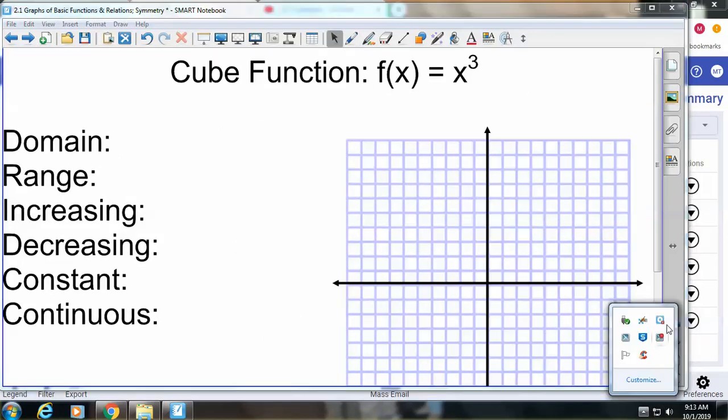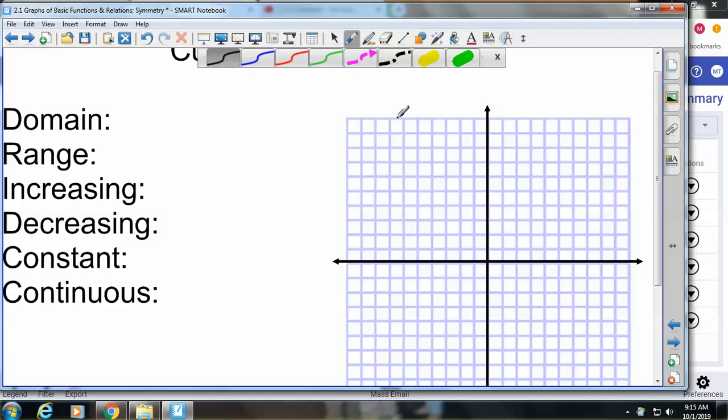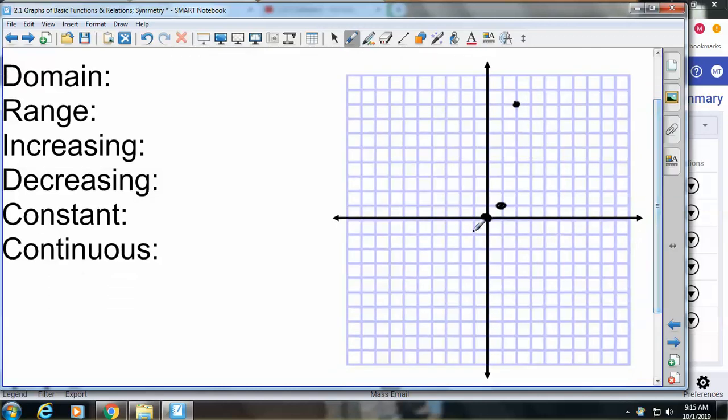Why don't you guys try to make a t-chart to graph this next one? 0 cubed is 0. 1 cubed. What's 2 to the third? Negative 1 to the third. Negative 2 to the third. So it looks something like that.